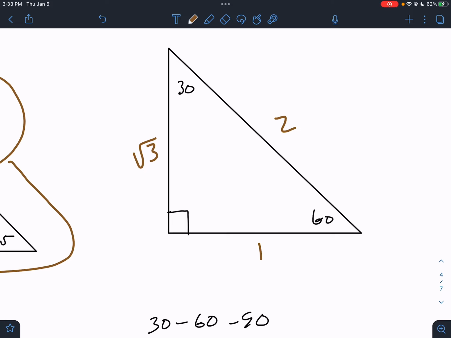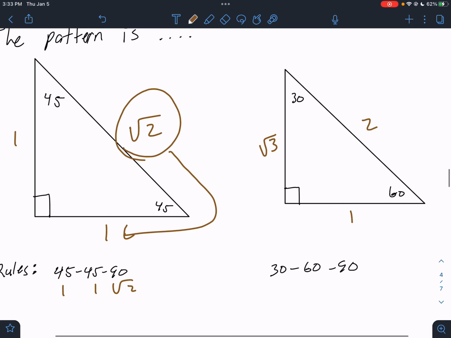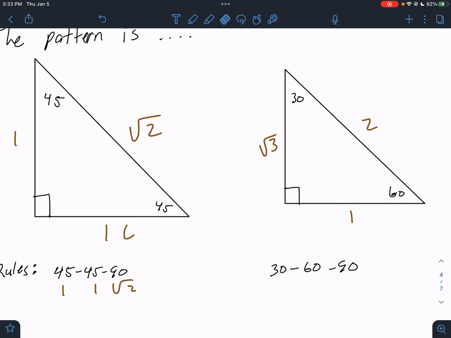So sometimes the triangle's twisted and turned and flipped. You got to make sure you're getting the correct numbers in the correct spots. So that is 1, root 3, and 2. Some people get confused, which triangle is root 2, which triangle is 2.